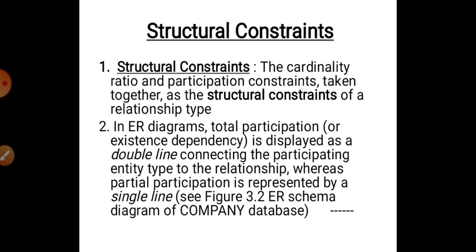Point number 3. In the ER diagram, total participation or existence dependency. What is an ER diagram? In the ER diagram that you have studied in figure 3.2, that is the schema diagram of a company database, total participation or existence dependency is displayed as a double line connecting the participating entity type to the relationship, whereas partial participation is represented by a single line. This you can see in figure 3.2, which I sent at the beginning of this chapter number 3.